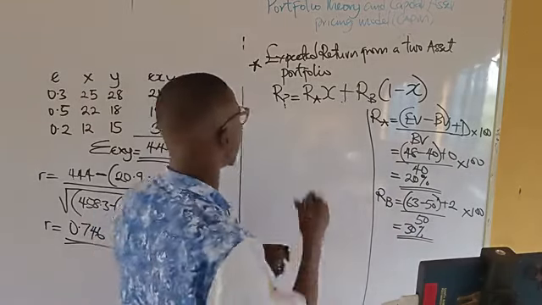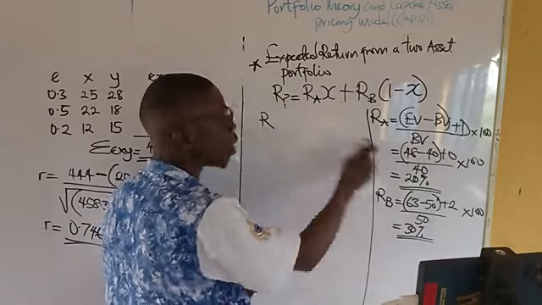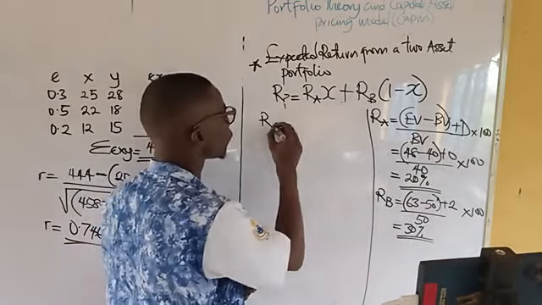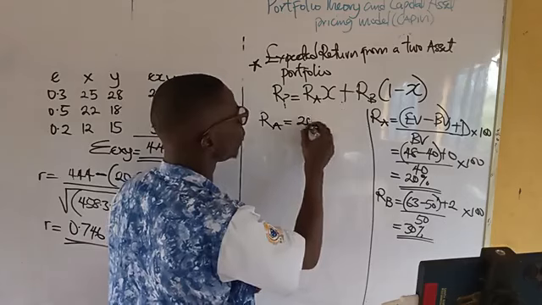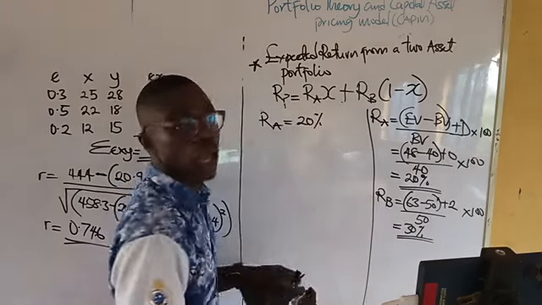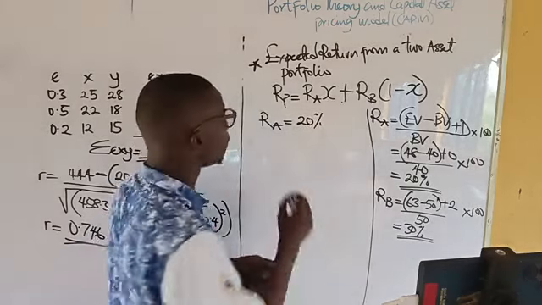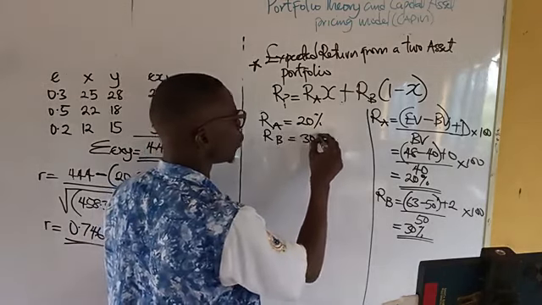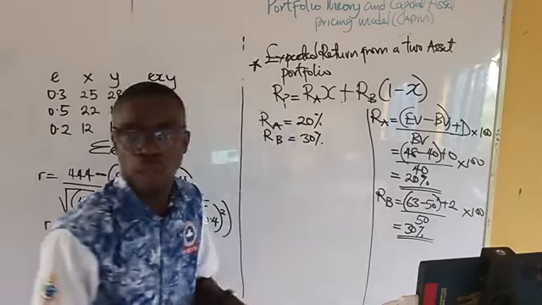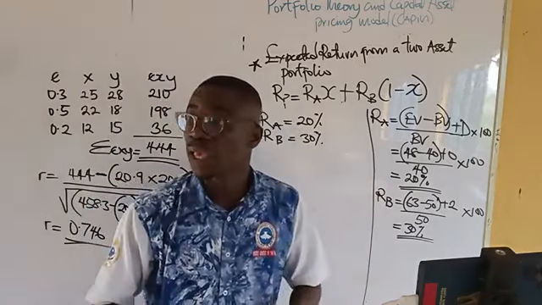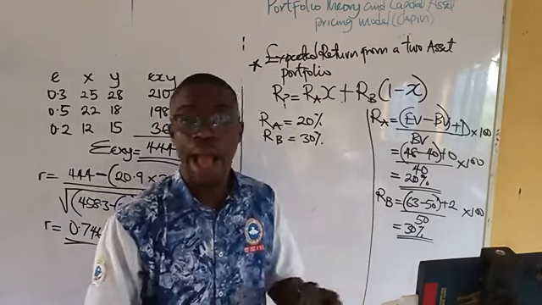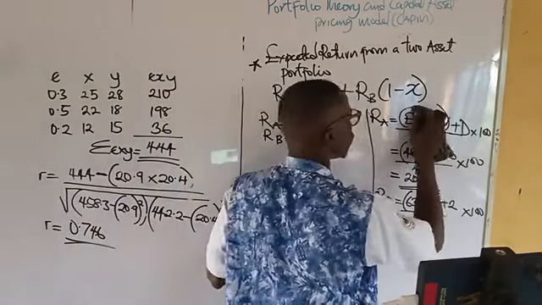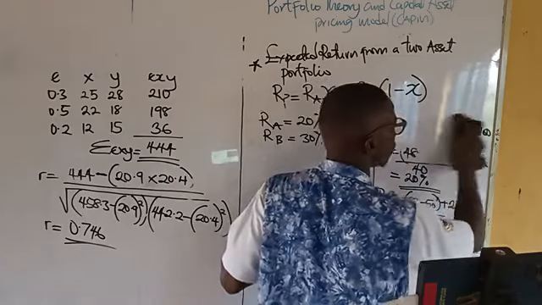Return of A. So let us see. The expected return of A now, because I want to cancel this place, is 20%, and that of B is 30%. So what else do we need to calculate? The proportion of the investment in A and B. So let me cancel this.